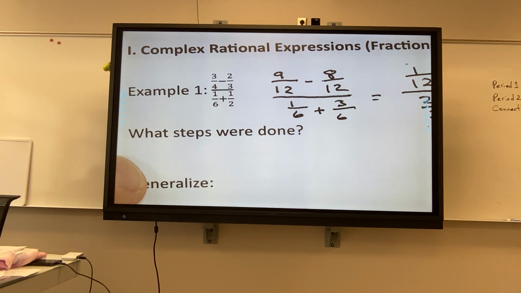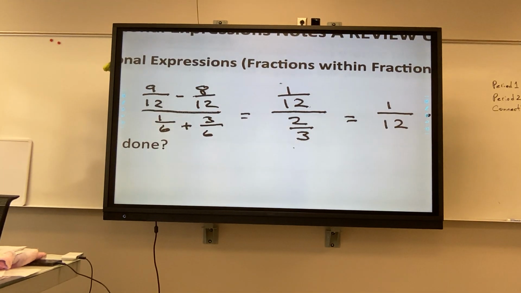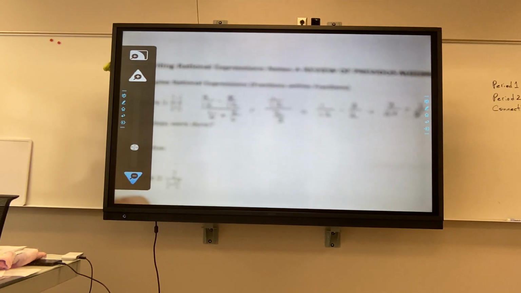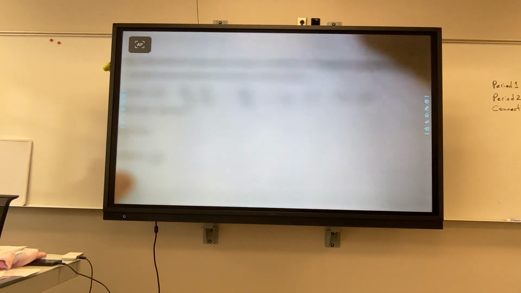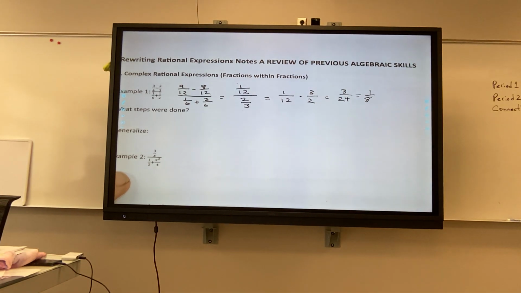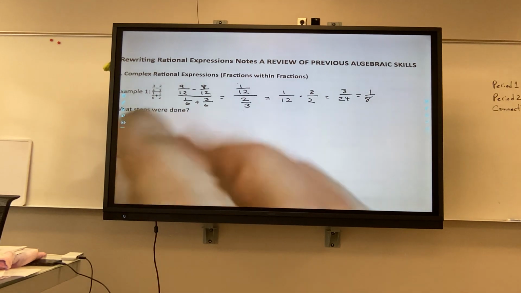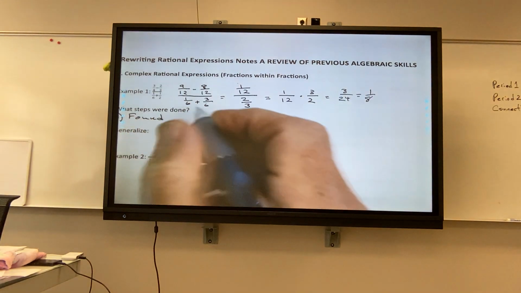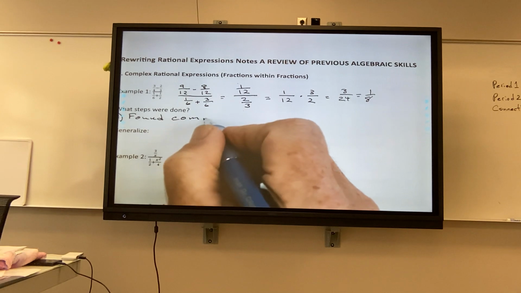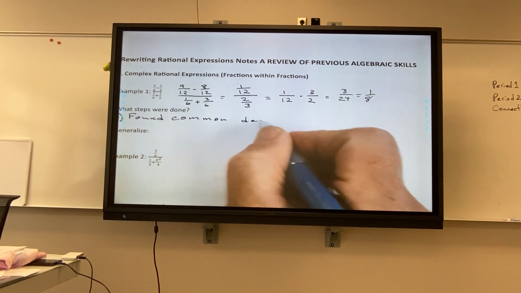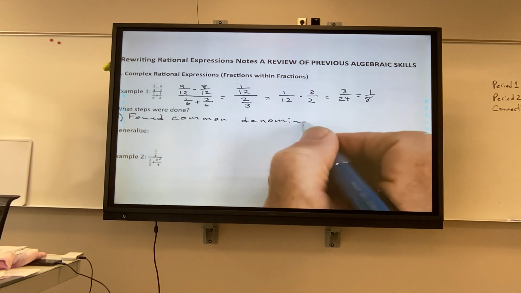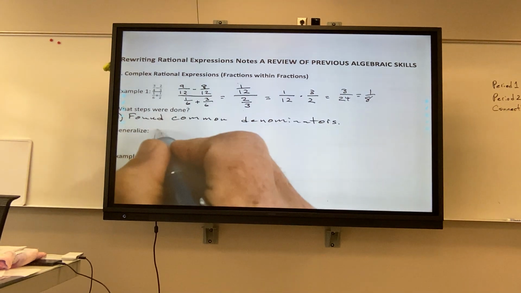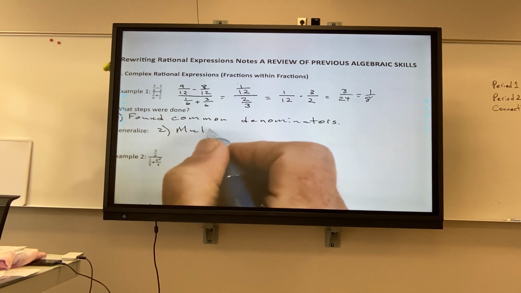And so I get 3/24, which is 1/8. Oops, this is way too big. I'm gonna make this a little bit smaller. I condensed that all by just basically doing most of it in my head, and that is A-okay. Should I write down what you wrote down though? So what steps did we do? We found common denominators. And secondly, we multiplied by reciprocals.